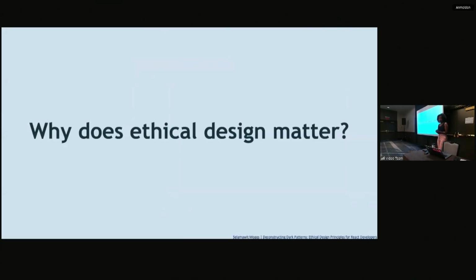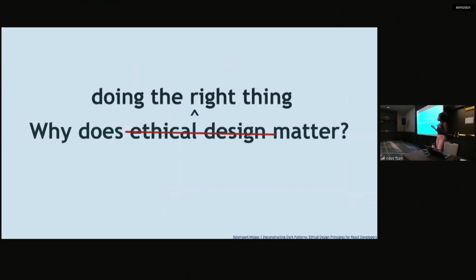So why does ethical design matter? Sometimes when people see this question, or when they see why does responsible tech matter, what they might actually see is why does doing the right thing matter? And doing the right thing is pretty obvious why we should do it. But that doesn't necessarily move the needle for businesses and corporations that care about profits, margins, and ROI. So here, the best way we can actually instill ethical design principles at the technical level is showing the benefits and consequences of ethical design or the lack thereof.